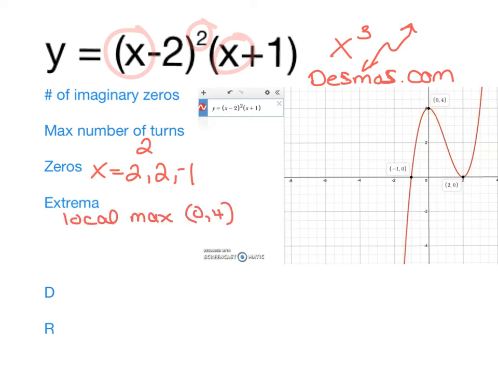The graph also has a local minimum. Okay, so think your peaks and your valleys. The local minimum occurs right here at the ordered pair 2, 0.